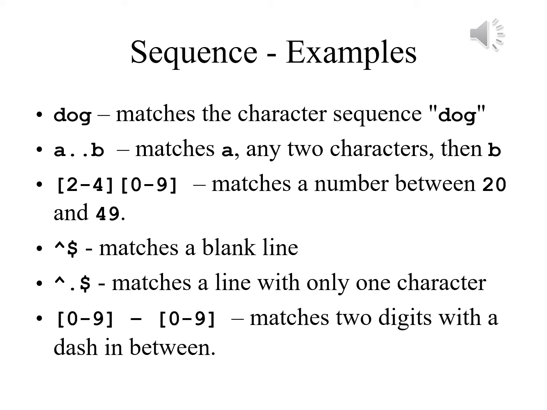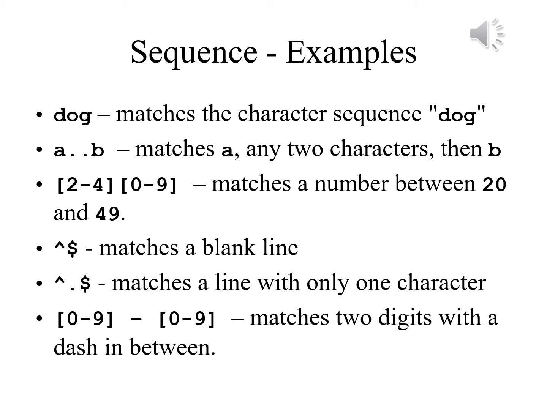DOG matches the character sequence dog. That is literally what we have here. A.B will match an A followed by any two characters, then followed by a B. That could be A-B, A-B-B, A-B-A-B, and so on and so on. In square brackets 2-4, and then afterwards in square brackets 0-9, would match any number between 20 and 49.